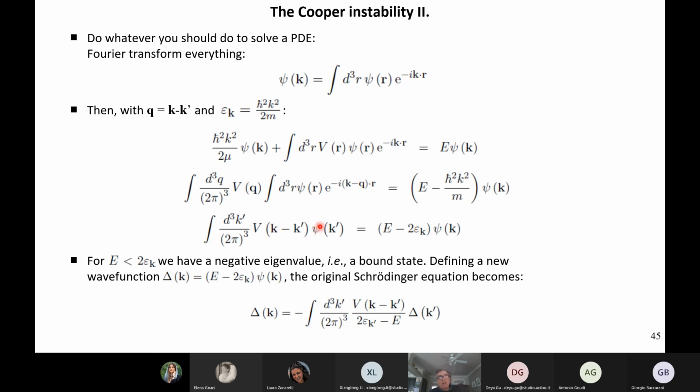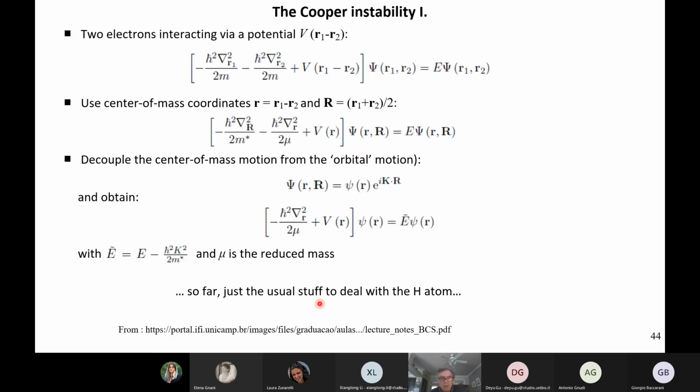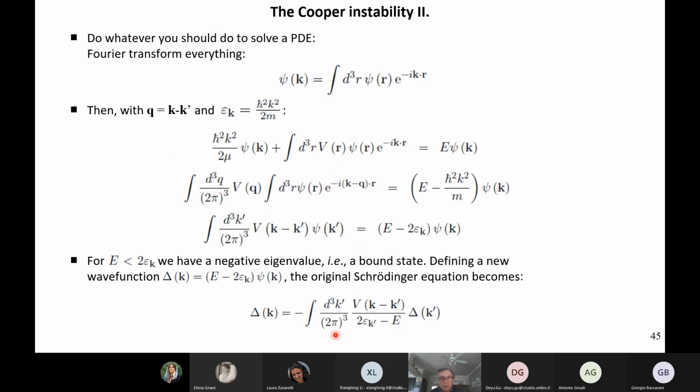It says that in K space, I have this non-local term, this integral term, which gives me the energy of the state. And of course, there is this factor 2 epsilon K, which is the energy of a single electron. This should be a mu over here. Okay, let me define a new wave function, if you want, which I call delta of K, which is this object. So if I replace inside here psi of K with this delta, I have to divide by 2 epsilon K prime minus E. So solving this Schrödinger equation is fully equivalent to solving this one.